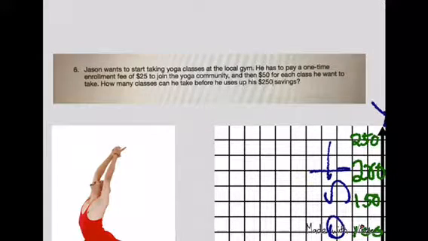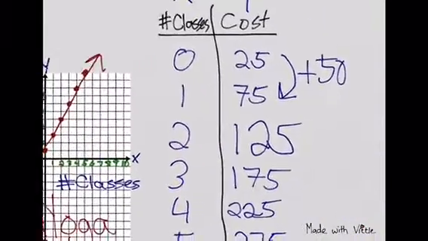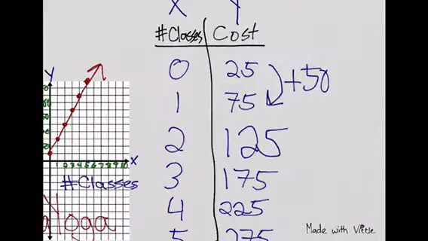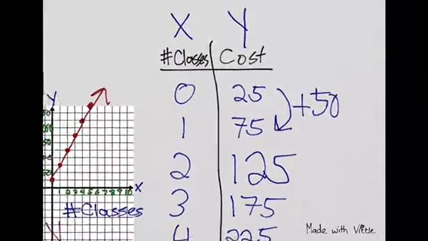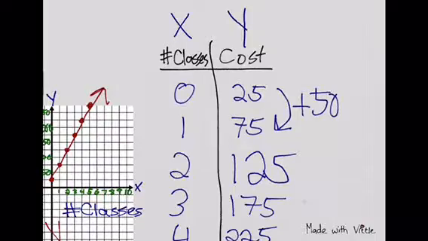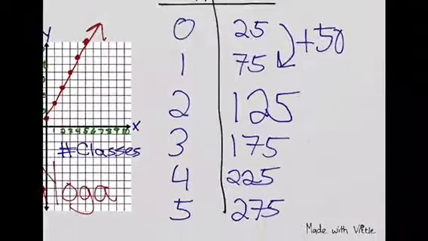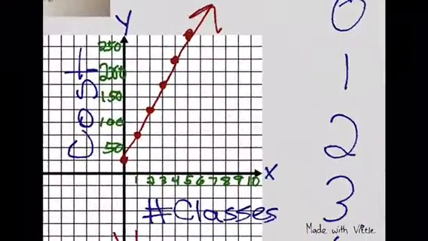In this problem, I figured out how many yoga classes Jason could take with his $250 savings. I took the information from the problem first and created a data table. I used X as the number of classes that Jason took and Y as the cost. I was then able to take my information from the data table and create a graph.